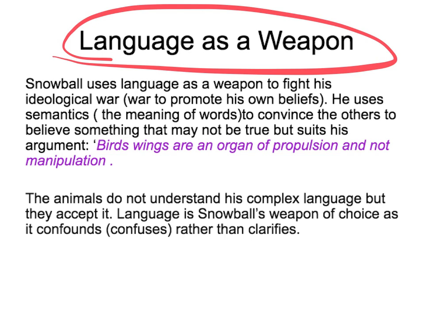Okay, so no matter who they ask you to focus on, you could bring something in about language as a weapon. Now, remember, Snowball here, he uses language as a weapon to fight his ideological war. He uses language to promote his own beliefs. What he tries to do is he tries to confuse. He doesn't communicate, because communicate means that you're passing your message on, that you are making something known to others. Neither Snowball or Squealer communicate. What they do is they confound, which means they puzzle and perplex the animals, because they use language the animals cannot understand.